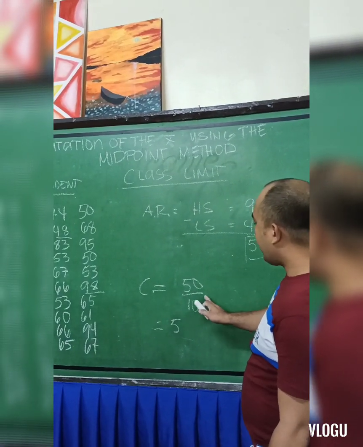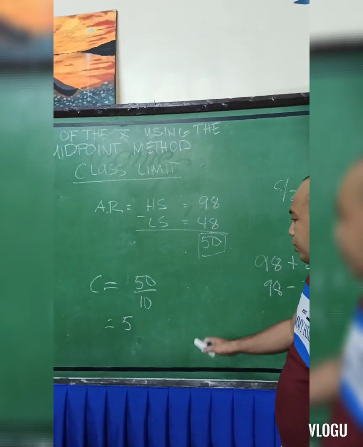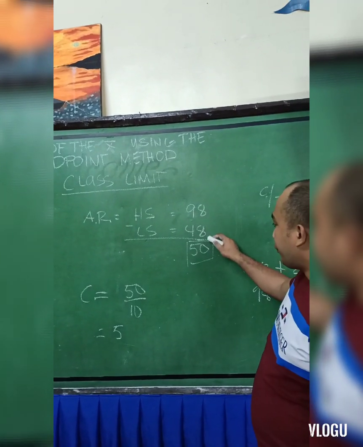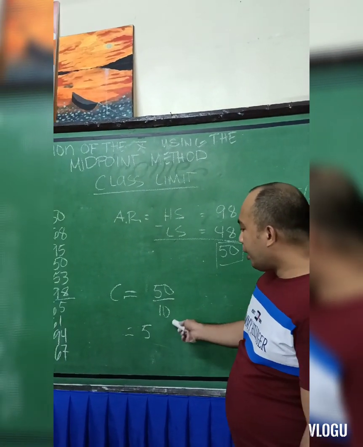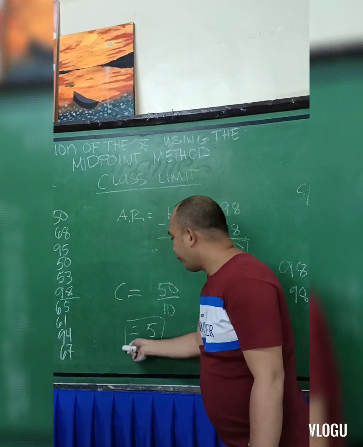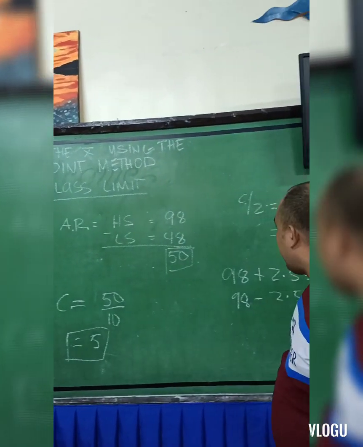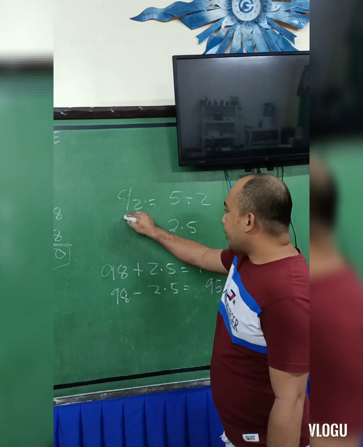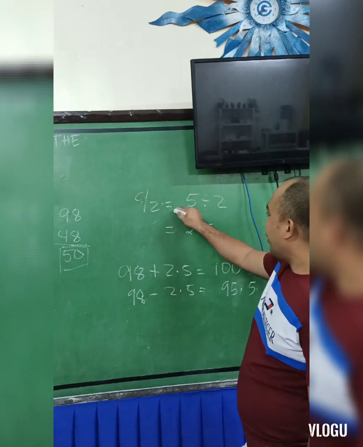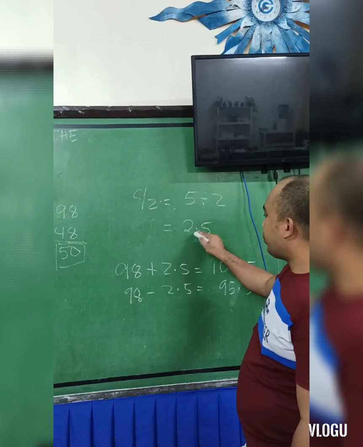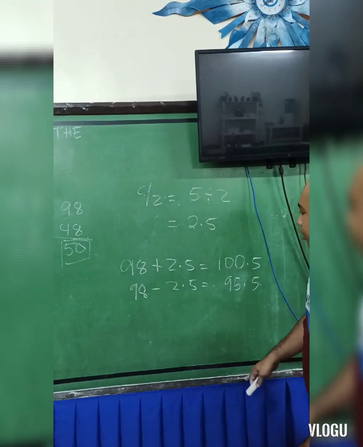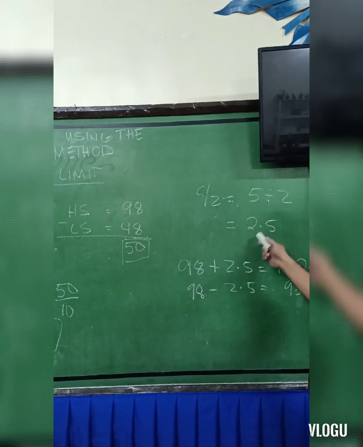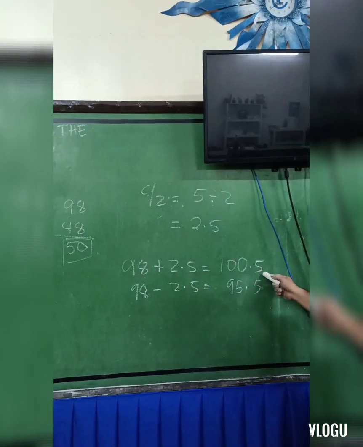The next step to establish the class limit: we divide 50 by 10 to get the class interval. So from 98 minus 48, we have 50. Divided by 10, we have the class interval of 5. Next, we get half of the class interval. For example, 5 divided by 2 is 2.5. Now, to get the class limit, the highest score 98 plus 2.5 gives 100.5.